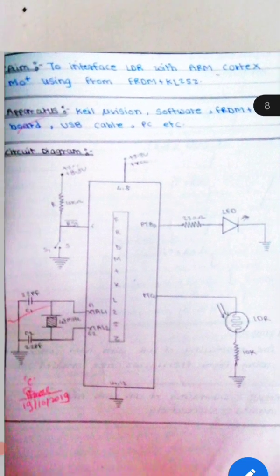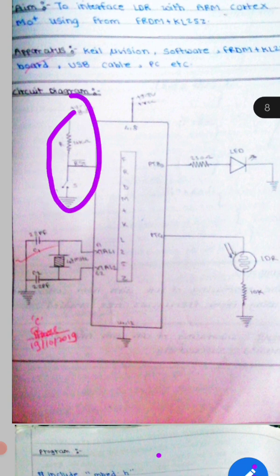Here is the reset switch for the FRDM kit. Here VCC is on pins 4 and 8, whereas ground is on pins 12 and 14. For the clock circuit, the first XTAL1 clock is connected through pin number 61, and the second is pin number 62.